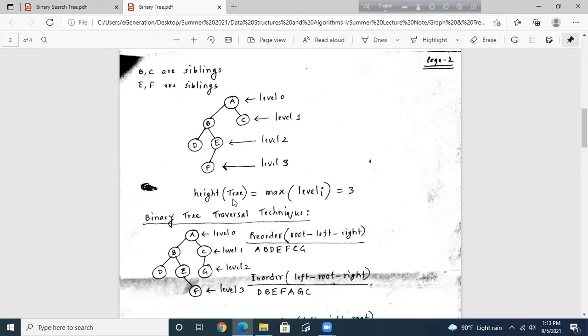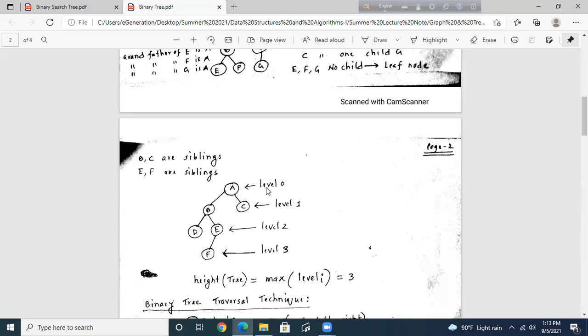Now what will be the height of the tree? Height of the tree equals max of level i. You have to find out the maximum level. Here the maximum level is 3, so I have written 3. Among all the levels, you have to find which is maximum. Since the maximum level is 3, the height of the tree is 3.